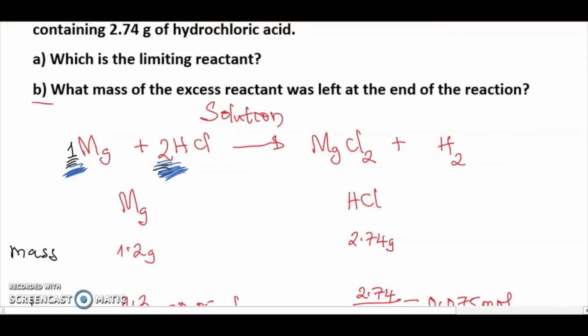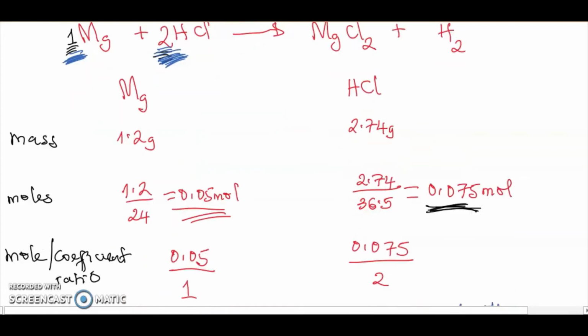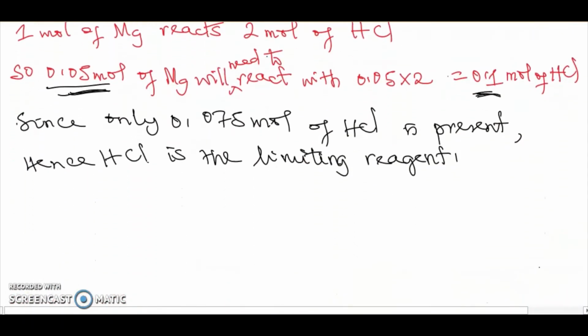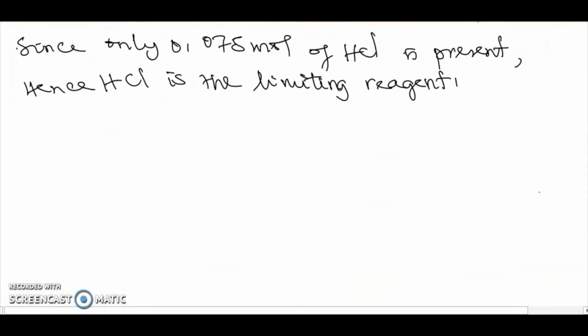Now let's look at the B part of the question. What mass of the excess reactant was left at the end of the reaction? Remember, we've been able to determine that magnesium is the excess reactant. So let's see how we can determine the mass of the excess reactant that was left. For us to know the mass of the excess reactant that was left, we need to know the mass that reacted. We need to know the number of moles that reacted, in other words.